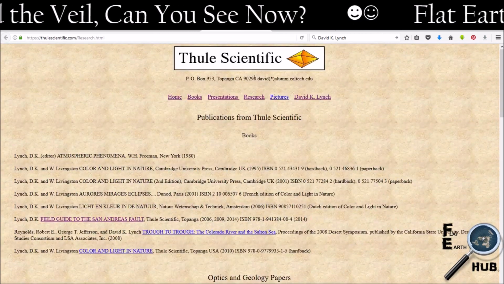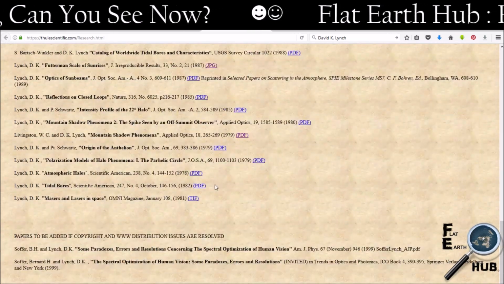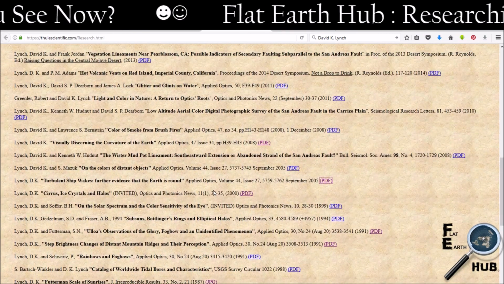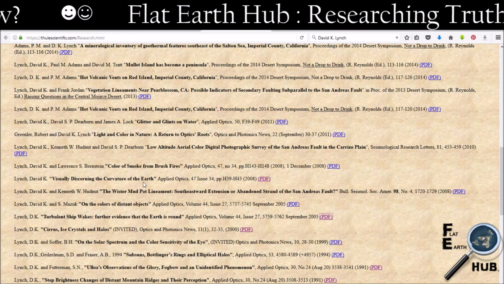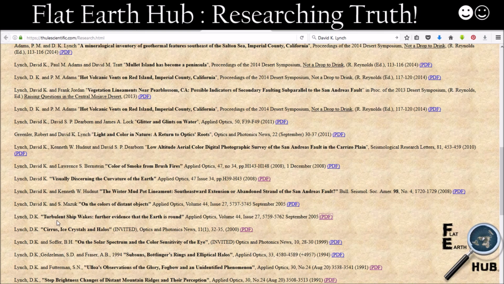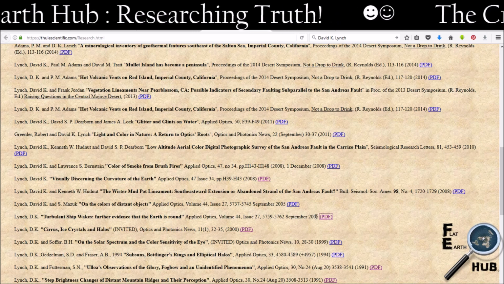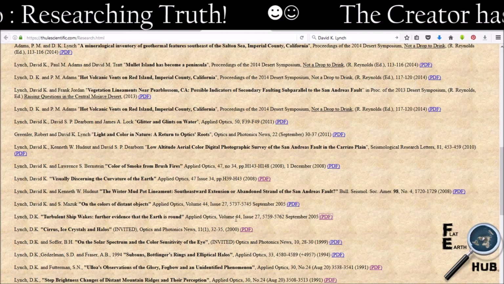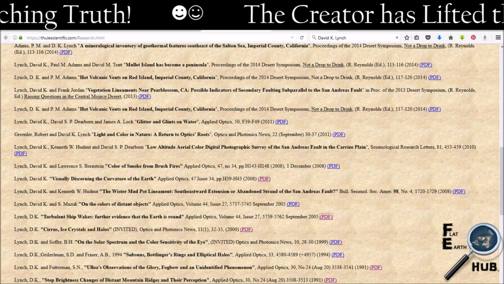Now these are all the papers that they list here on his one website, and they date back to 1981. The papers I'm going to quickly go over are Visually Discerning the Curvature of the Earth, which was done in 2008, and an earlier paper, Turbulent Ship Wakes: Further Evidence that the Earth is Round, which was done in 2005. So first, I want to go over Visually Discerning the Curvature of the Earth.